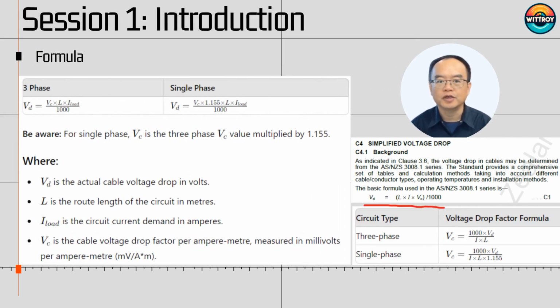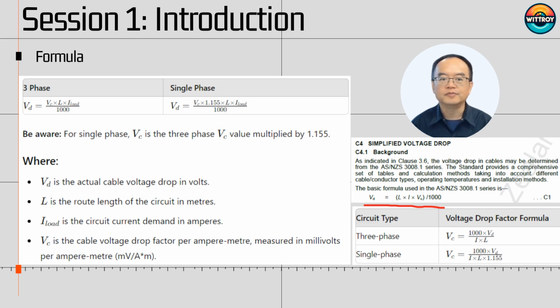Be aware this formula is not provided in the EWRB exam, but it is in AS/NZS 3000 Appendix C4. That means you need to memorize where it is and the different formula forms, such as the formula used for single-phase installation. You also need to know how to transpose it. There are a few basic formulas used in calculation, and I will show them in the detailed step session.